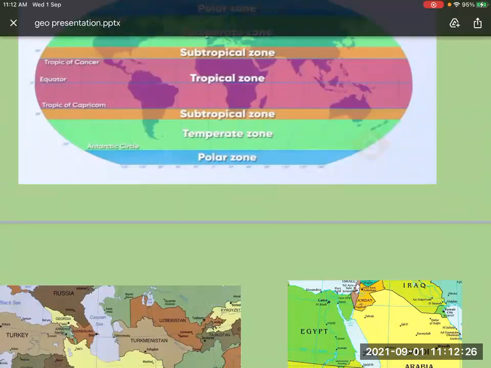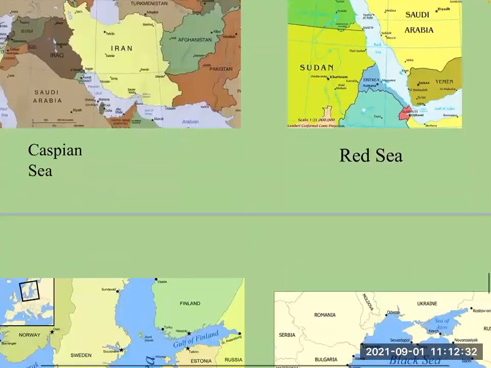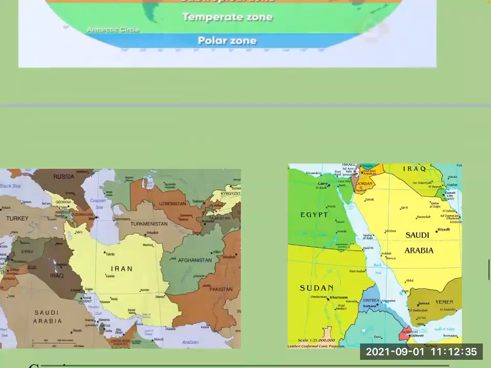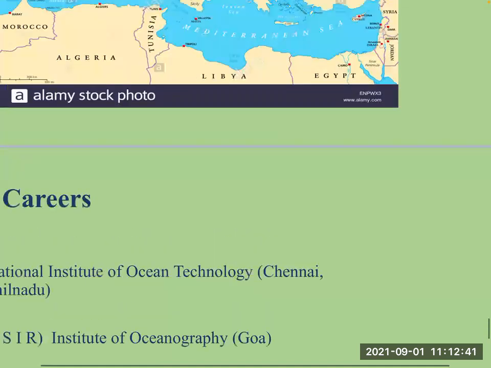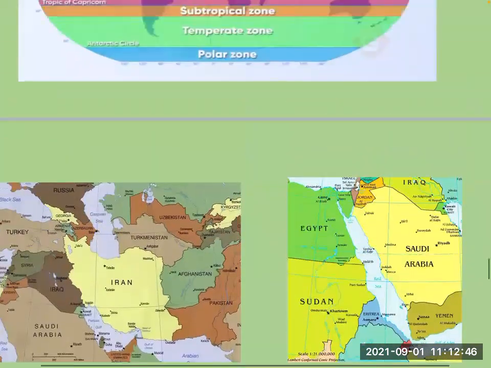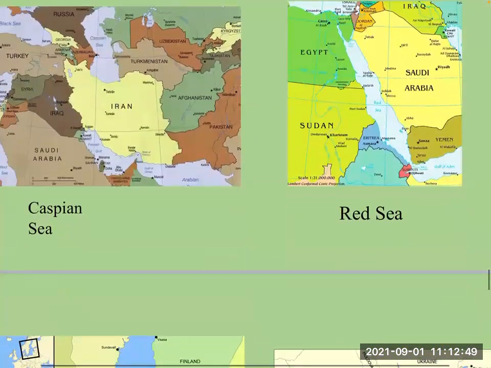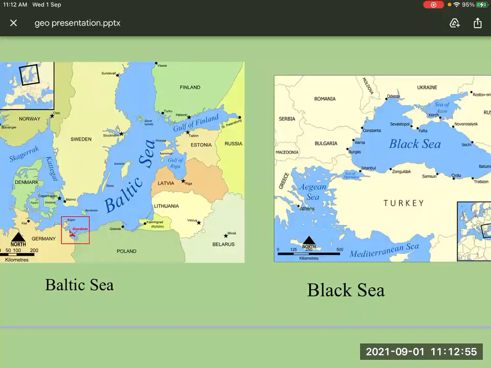The same thing is given here. Now I want to show you the landlocked seas. There is a world map. I will show you. These are the landlocked seas. Here this is the Baltic Sea. It is very close to the European countries, Norway, Sweden, around the European countries. And then there is the Black Sea. It is very close to the Mediterranean Sea.